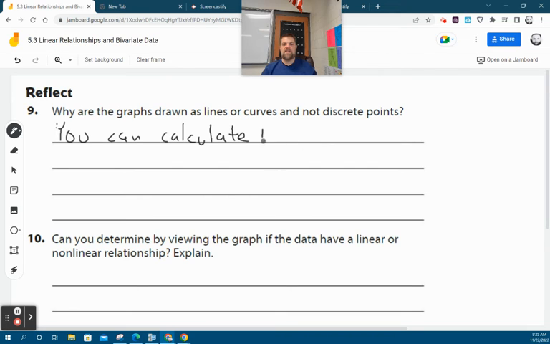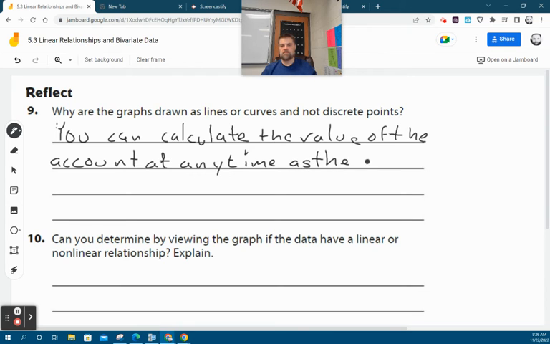So calculate the value of the account at any time as the money grows. Well, they're talking about the value grows, not the money. Okay?